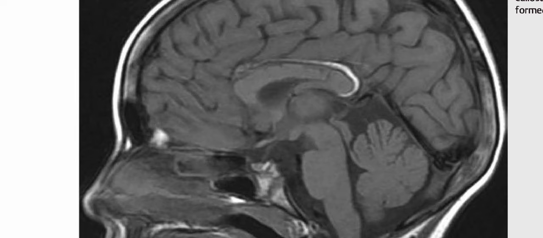So this is midline fat signal intensity along the margin of the corpus callosum. So obviously the only differential should be lipoma, and that is also pericallosal lipoma. So this is a case of pericallosal lipoma.